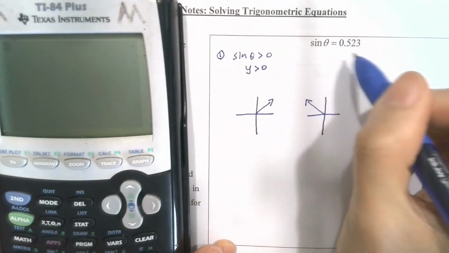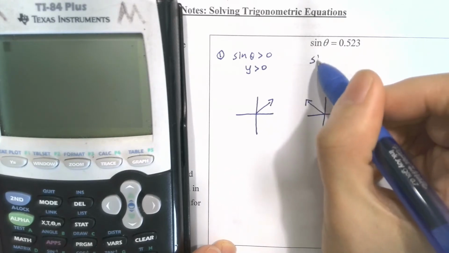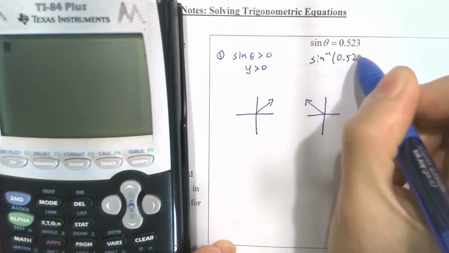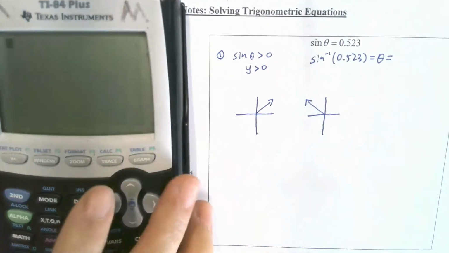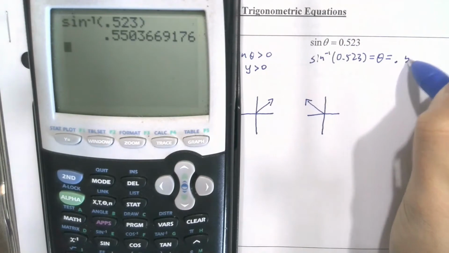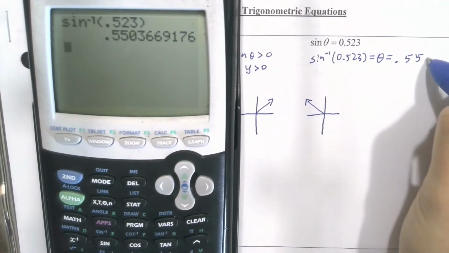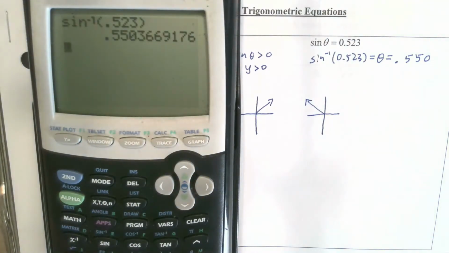This is not a value in the unit circle, so we need to do the inverse operation to find what the theta is. Inverse of sine of 0.523 is equal to theta. So let's go ahead and plug in your calculator. Second sine, so that makes the inverse of sine of 0.523. Enter, we get 0.550 as a theta, which you're like, oh, I'm freaking out. Wait, what? 0.550? How does that work?